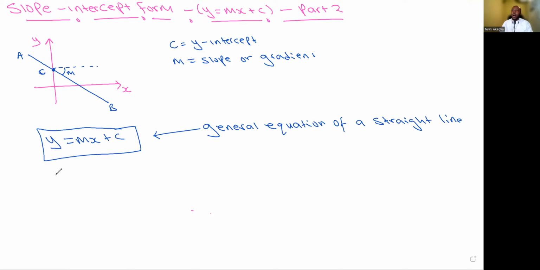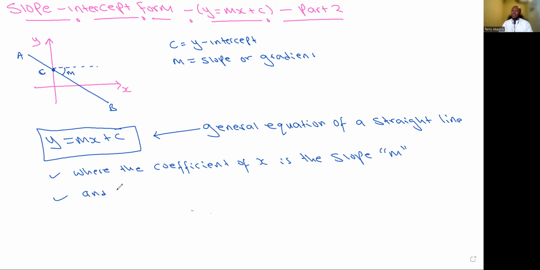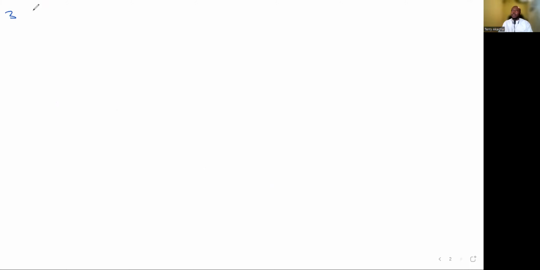Okay, so y equals mx plus c, where the coefficient of x, the m, is the slope, and c, like I just said, is the y-intercept. When I say the y-intercept, it is where the line crosses the y-axis, okay? So we have three rules, or three steps, for this.